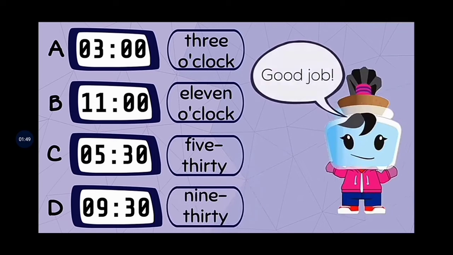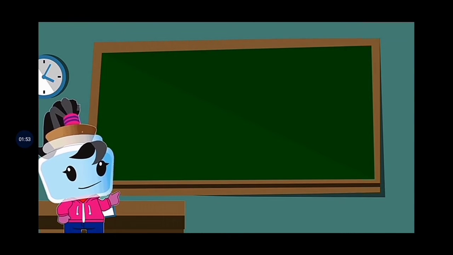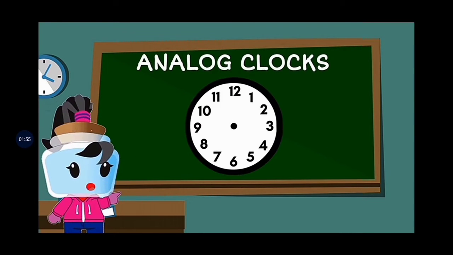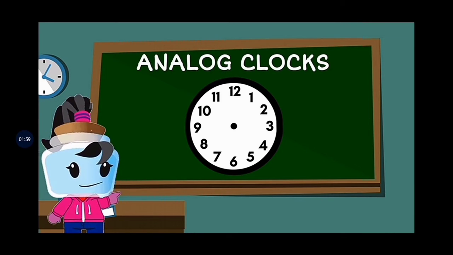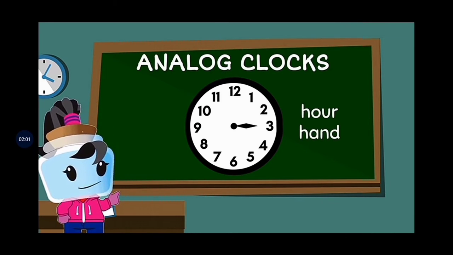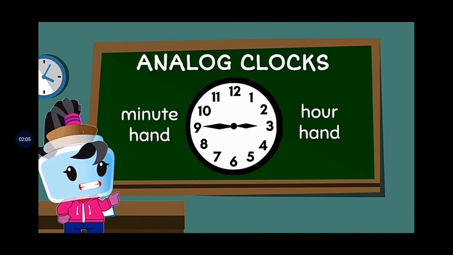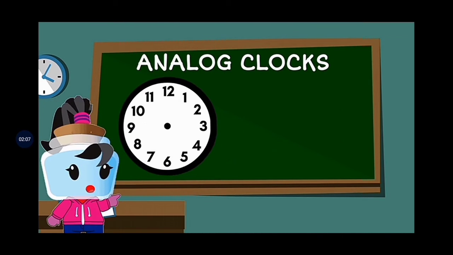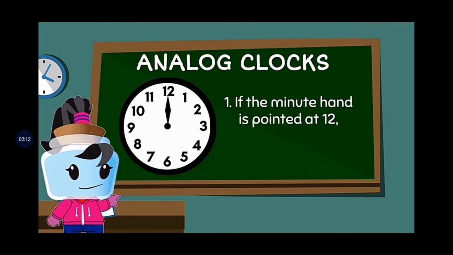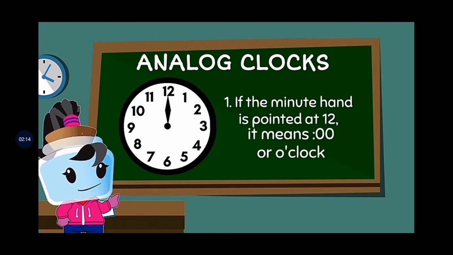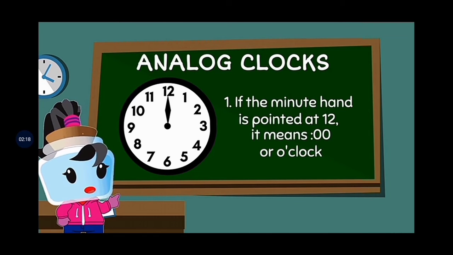Good job! Now, let's move on to telling the time using analog clocks. Analog clocks have two hands. The hour hand is the short one, and the minute hand is the long one. A few things to remember. If the minute hand is pointed at 12, it represents 60 minutes or 1 hour and is read as o'clock.